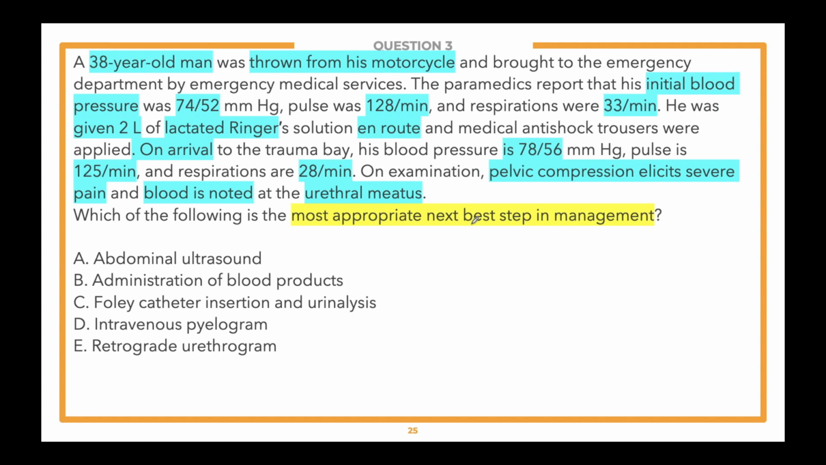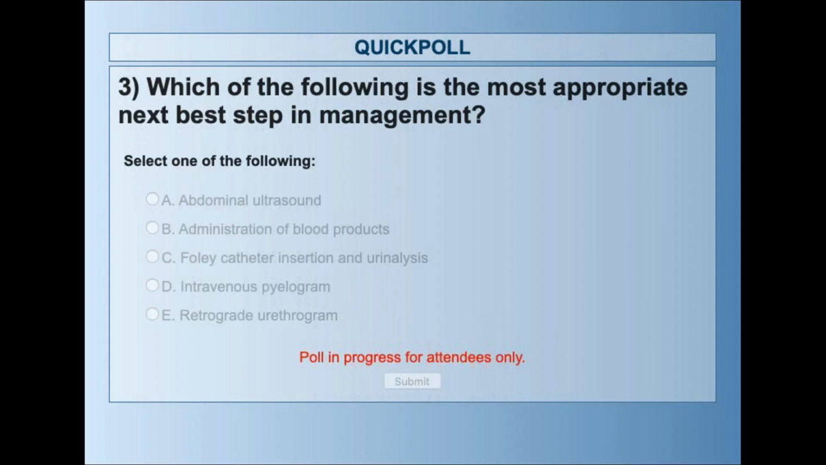D, intravenous pyelogram. C, Foley catheter insertion and urinalysis. B, administration of blood products. And A, abdominal ultrasound. So we're going to go ahead and open up that poll. Select the answer choice you think is the best answer here, and we'll talk about it in just a few seconds. Once again, the poll is open. We'll give all of you a few moments here to select the best response.